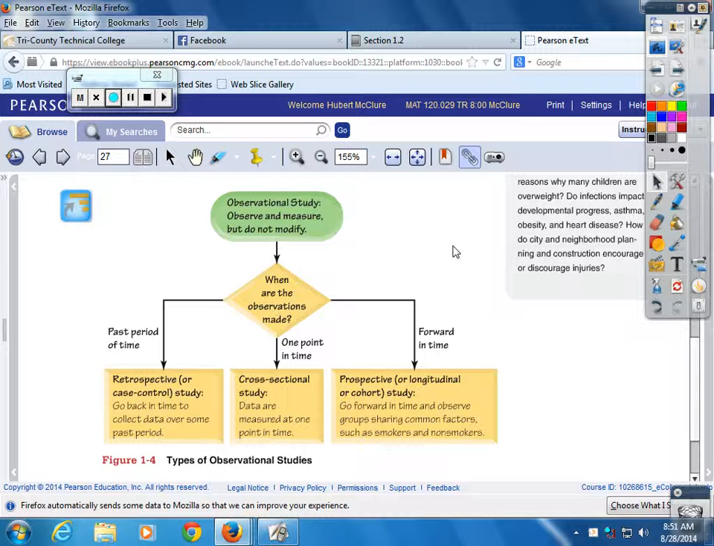And then there is the cross-sectional, which is at one point in time. Just remember, one point in time. Most of the time, that means present. Again, these are just definitions, so make sure you know them.